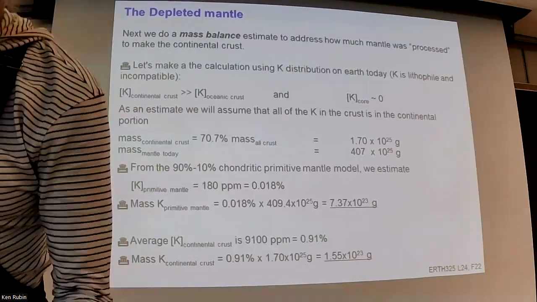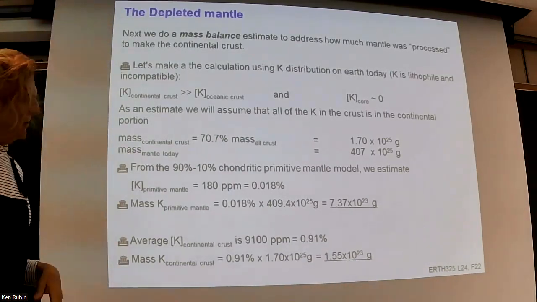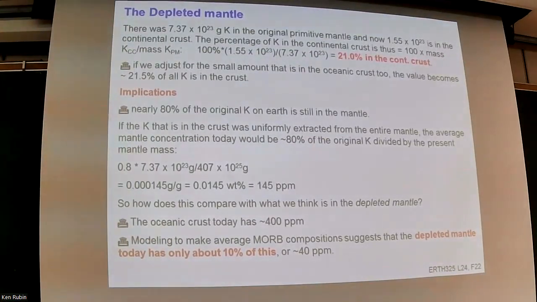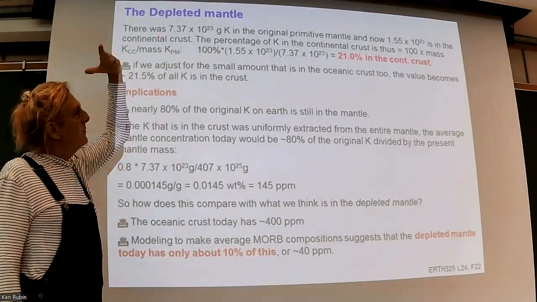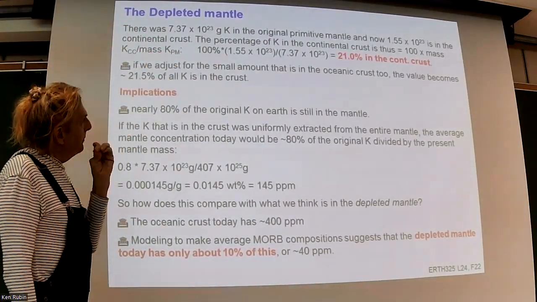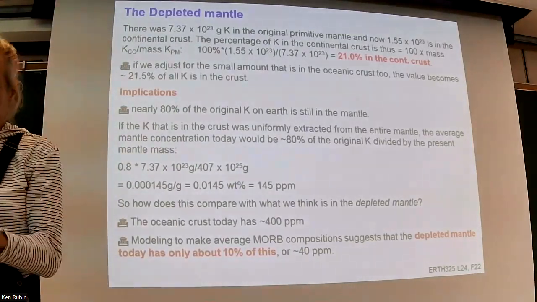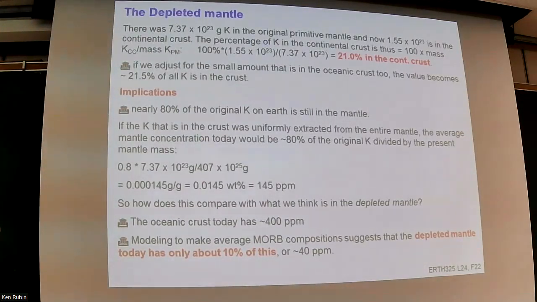Okay, so we can also make a calculation for the depleted mantle, right? And, oh, excuse me, go one more slide forward. In the depleted mantle, we also have an average concentration, which we can multiply out to get a mass. And what we find is that the amount of potassium in the oceanic crust is about 1% of the total, and the mass of the potassium that's in the continental crust is about 20%. So you add them together, you get 21%.